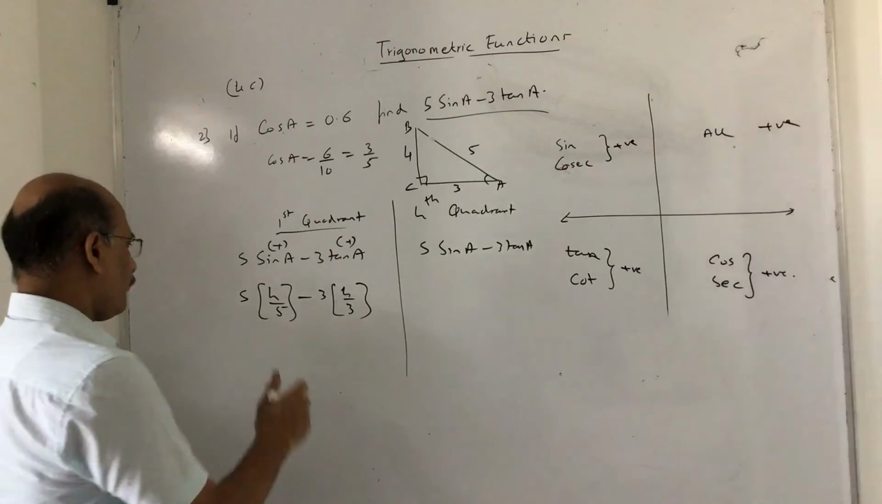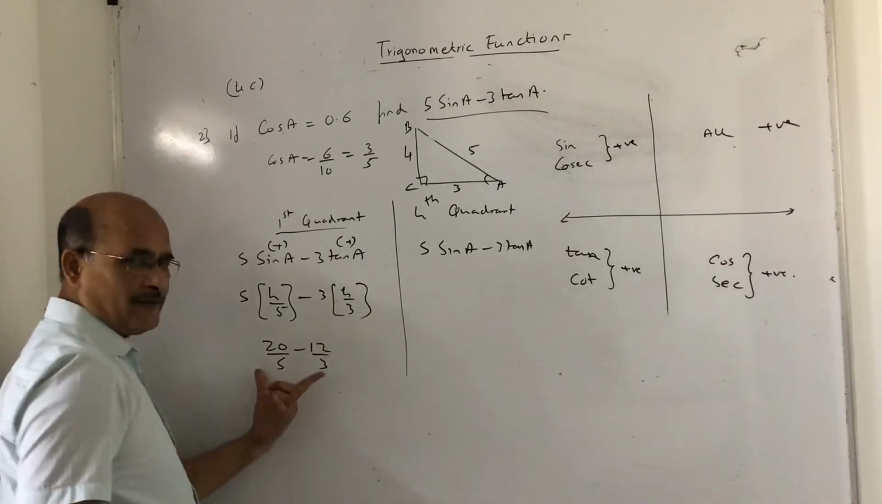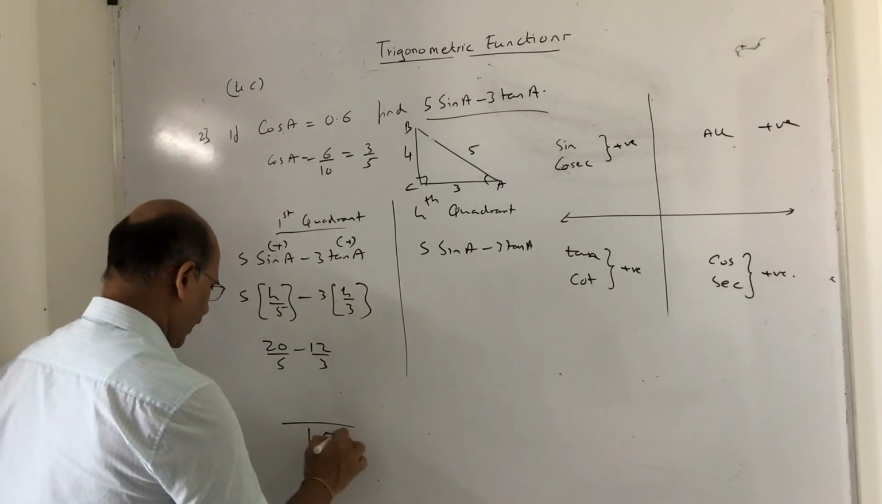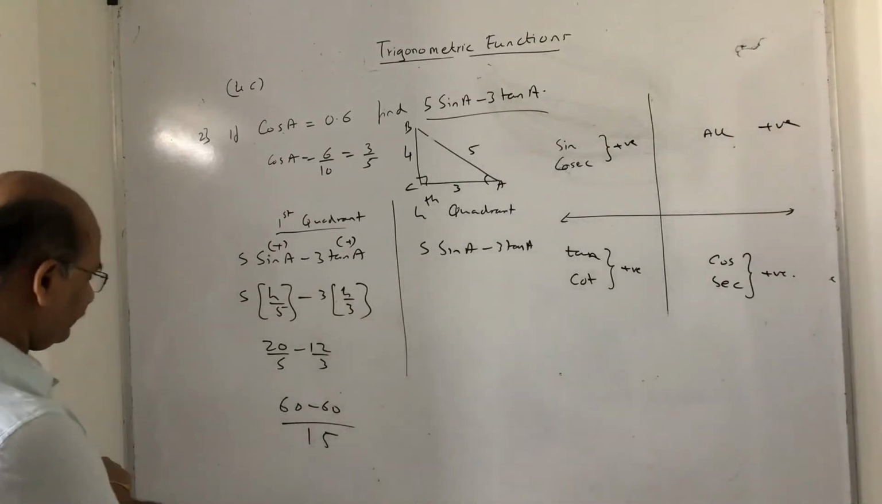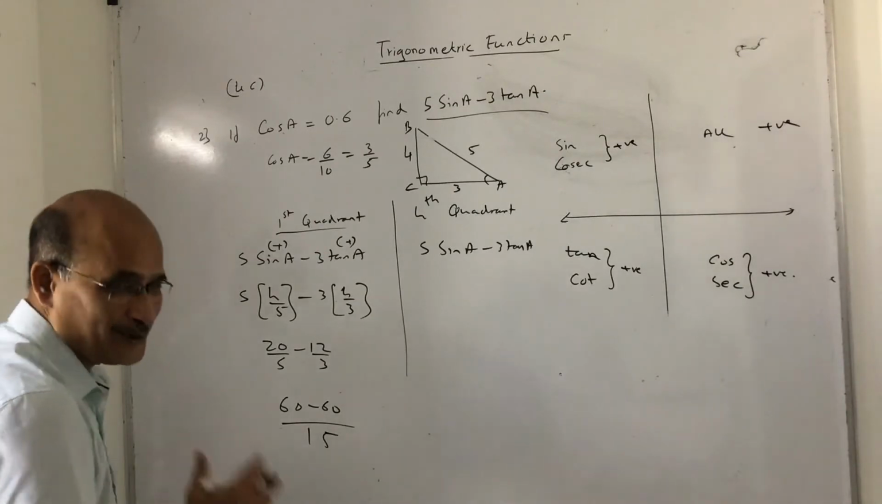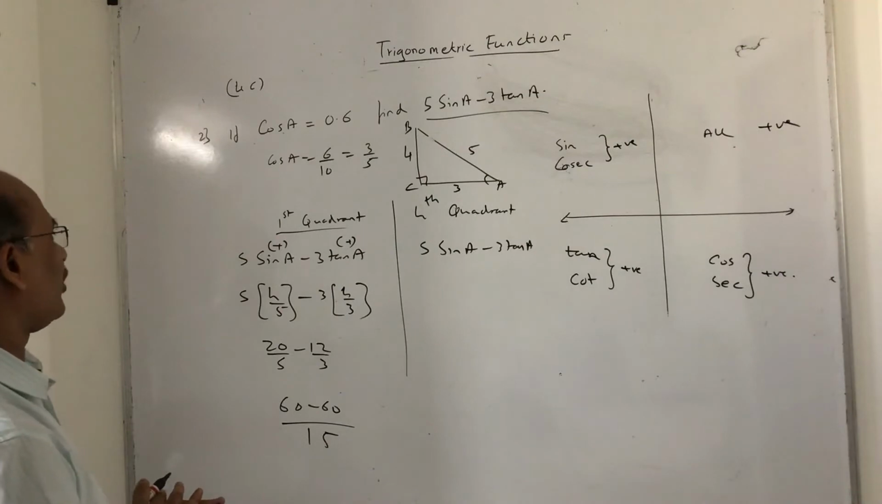So simple. So 5 times 4 is 20 upon 5, minus 12 upon 3. Find the LCM here. LCM is 15. This is 60 minus 60. Oh, as soon as it is 0, I also stop. But anyway, that's the thing. Let me just check once again.